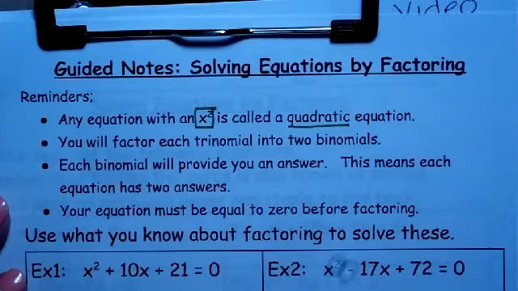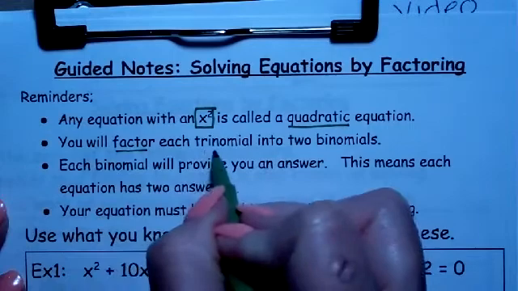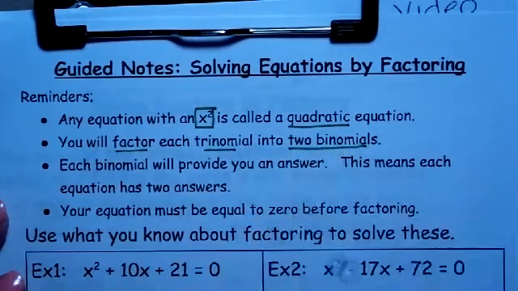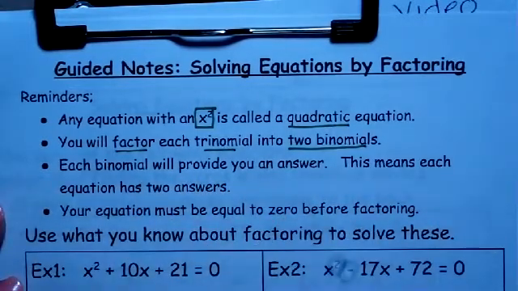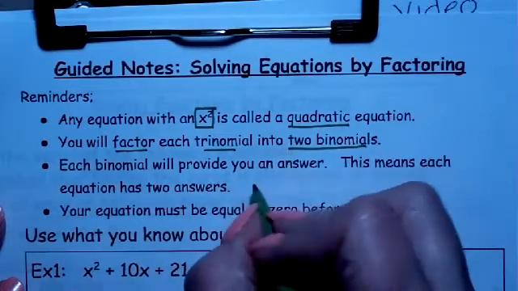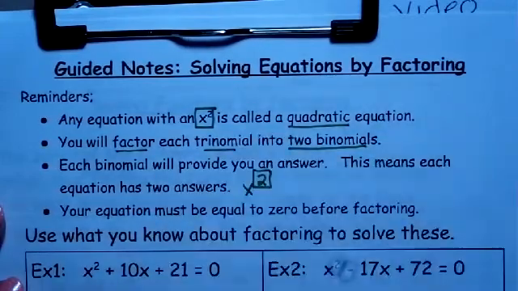To solve this, we're going to use the idea of factoring each trinomial into two binomials, using the information we've used in our last 4 lessons. Each binomial will provide you with an answer. So this means every equation has 2 answers. The fact that it has an x squared, your exponent, tells you that there are 2 answers.